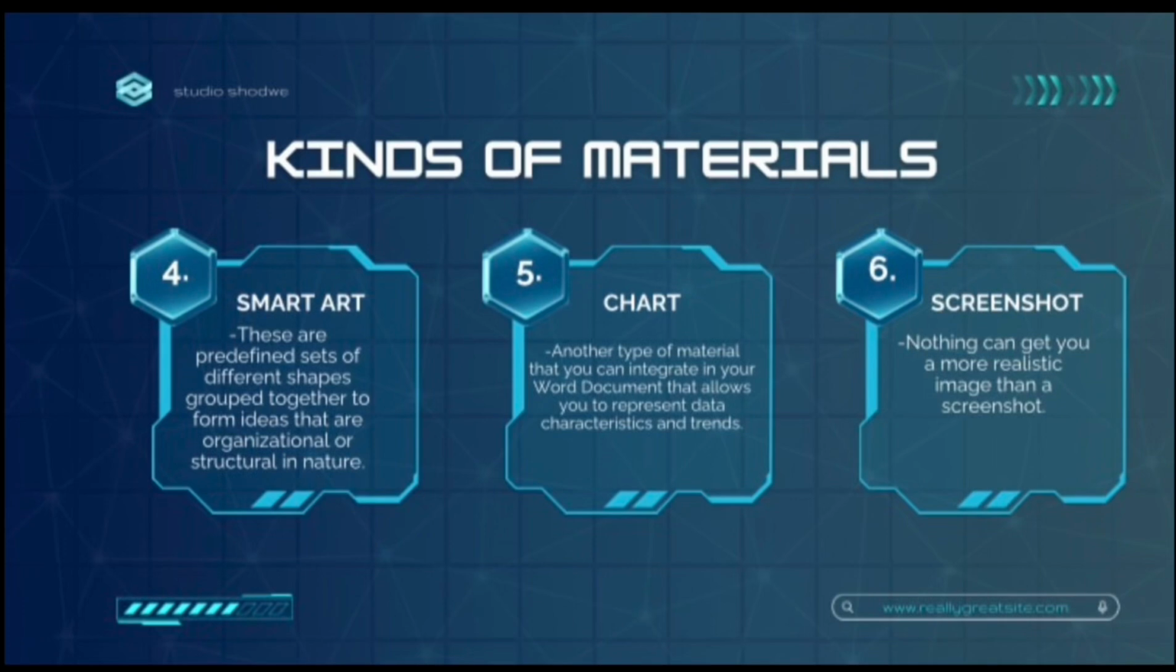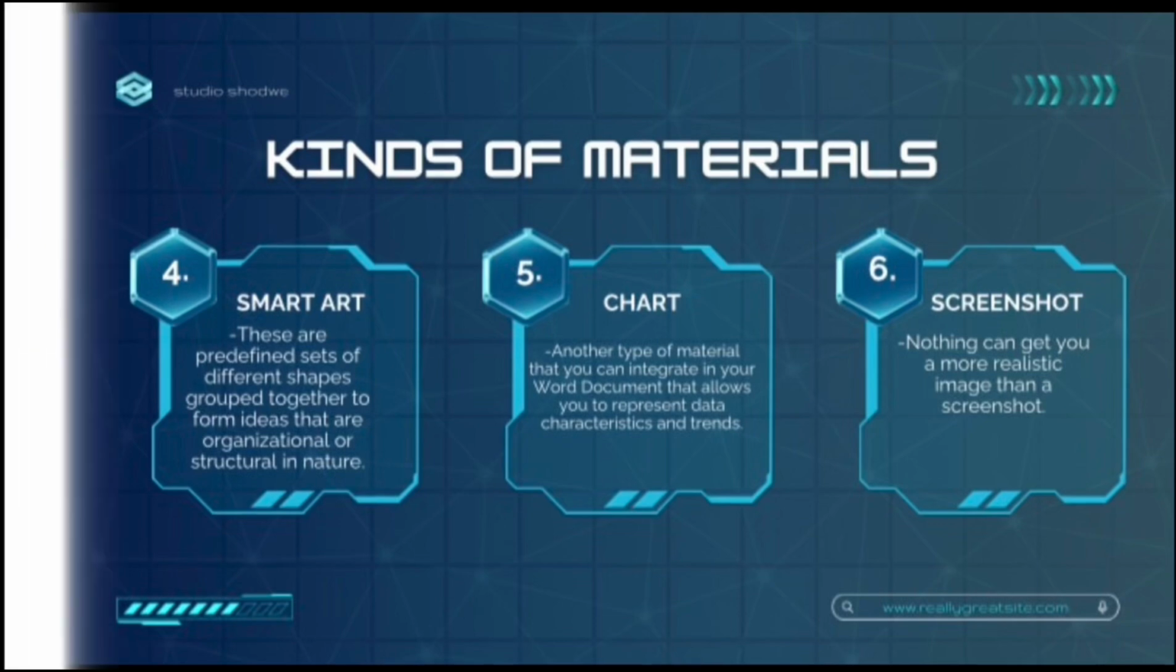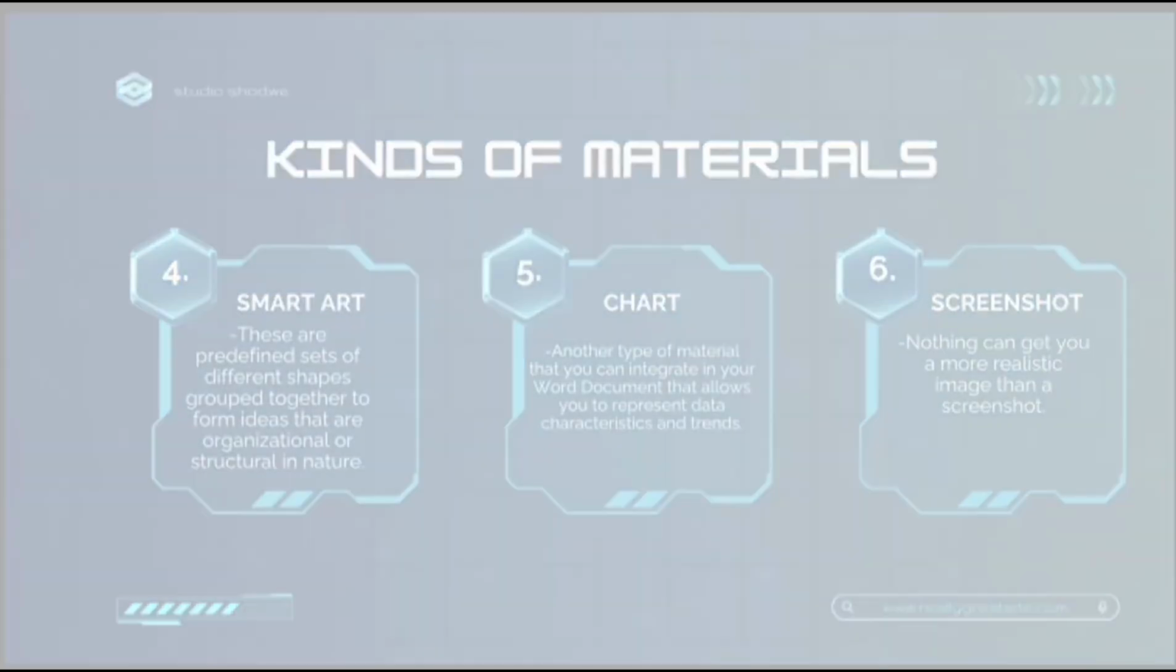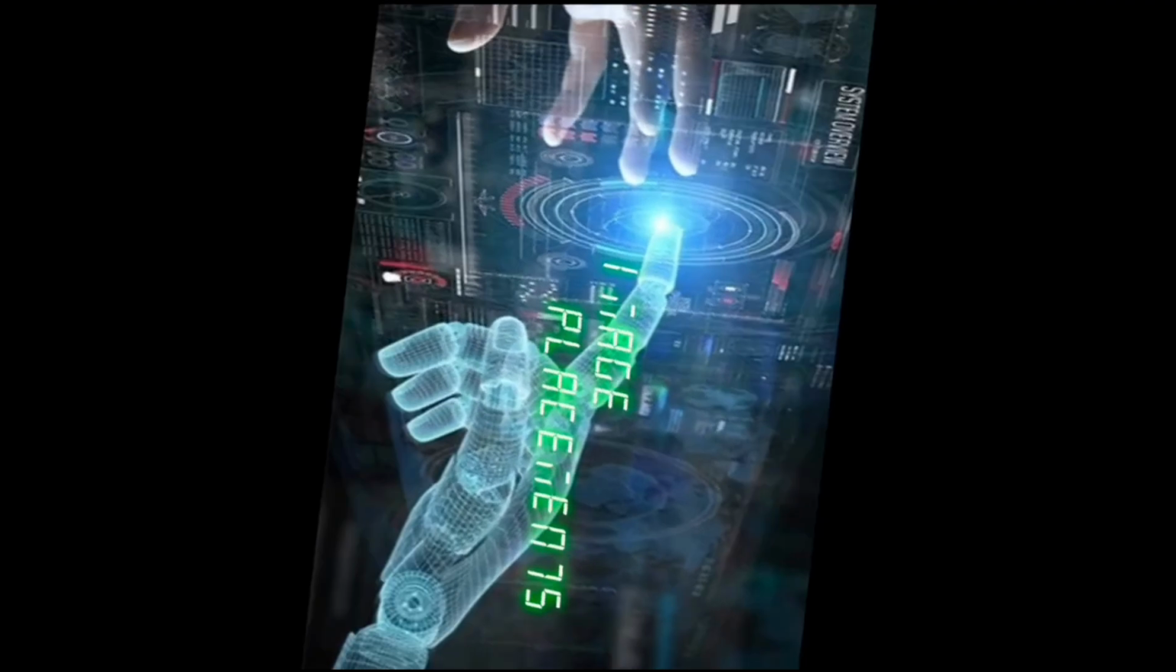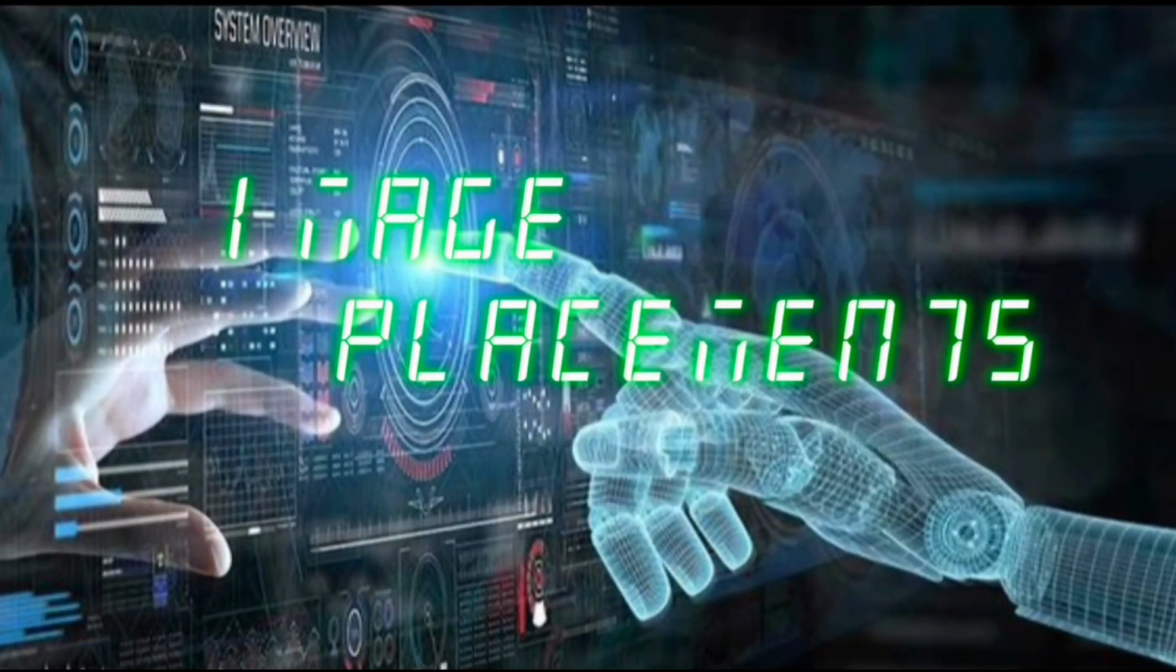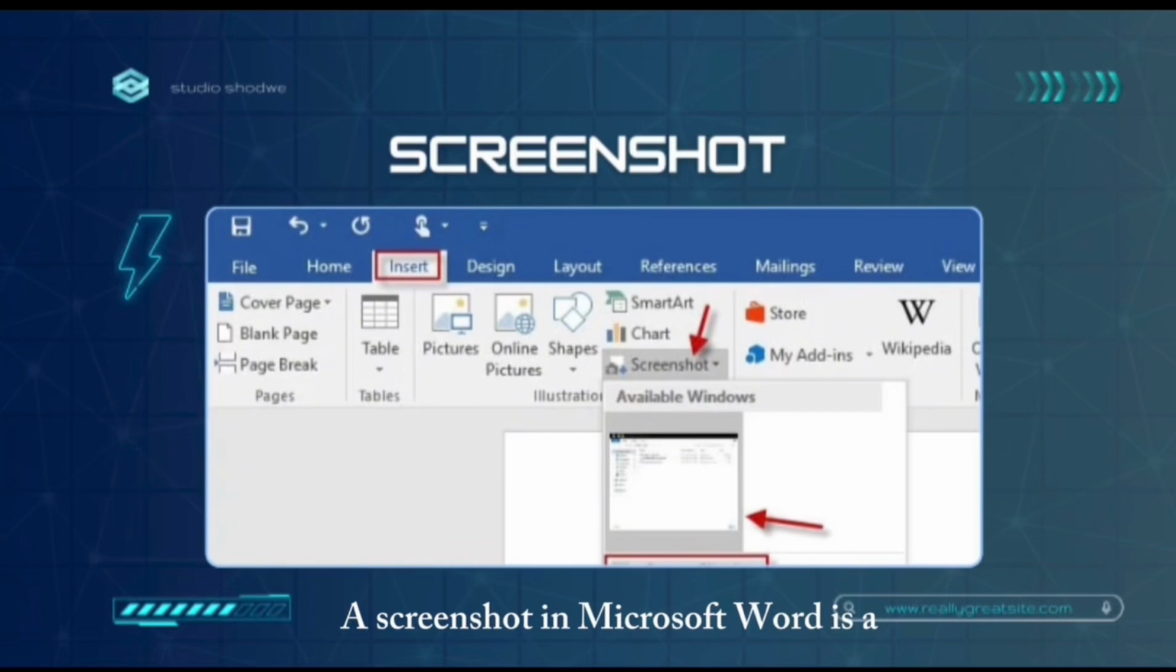Number 6, screenshot. Nothing can get you a more realistic image than a screenshot. A screenshot in Microsoft Word is a digital image of content displayed on a computer screen that has been captured and directly inserted into a Word document. In this video, you are going to learn about screenshots. This task is needed to arrange the pictures well so that your pictures will be organized.